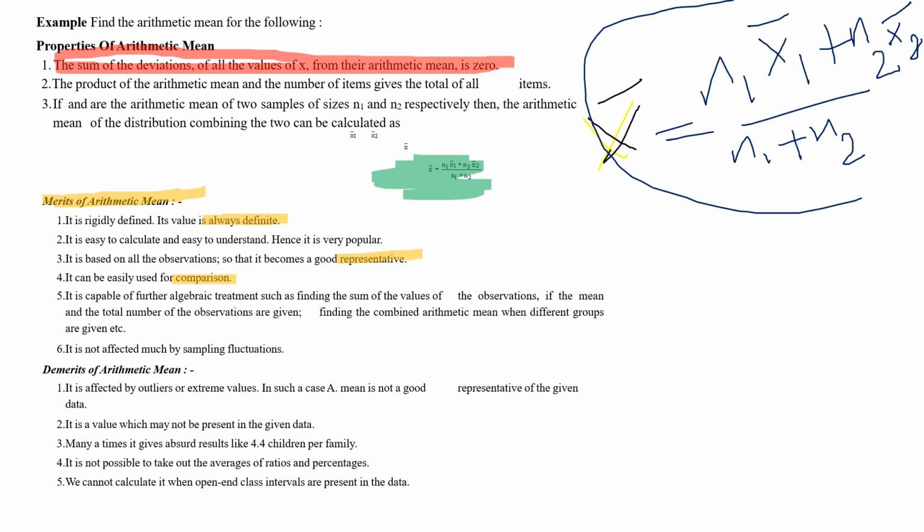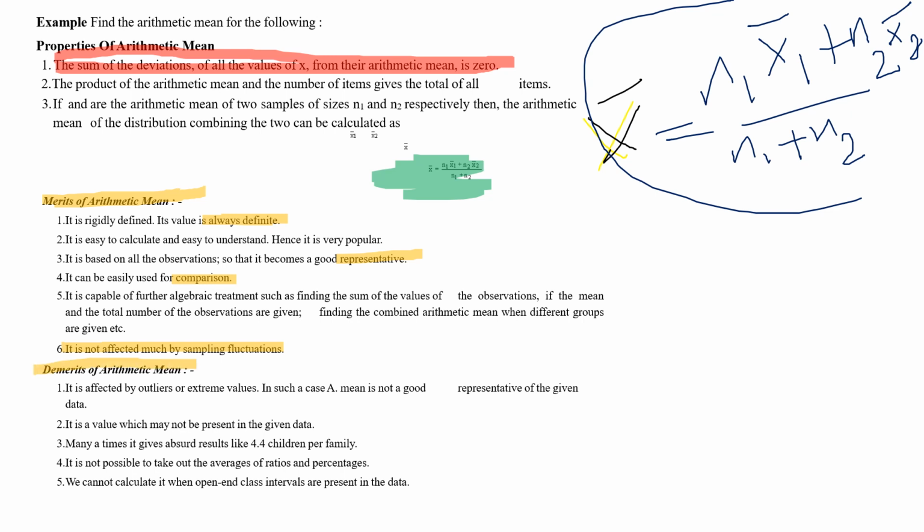It is not affected much by the sampling fluctuations. It is capable of further algebraic treatment such as finding the sum of the values of the observations if the mean and the total number of observations are given, finding the combined arithmetic mean when different groups are given. It is not affected much by the sampling fluctuations.